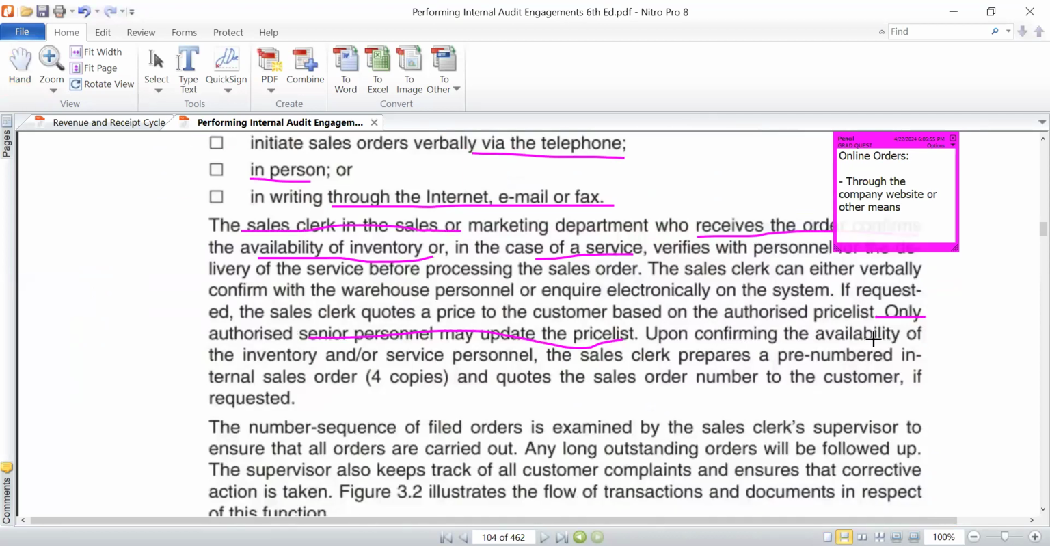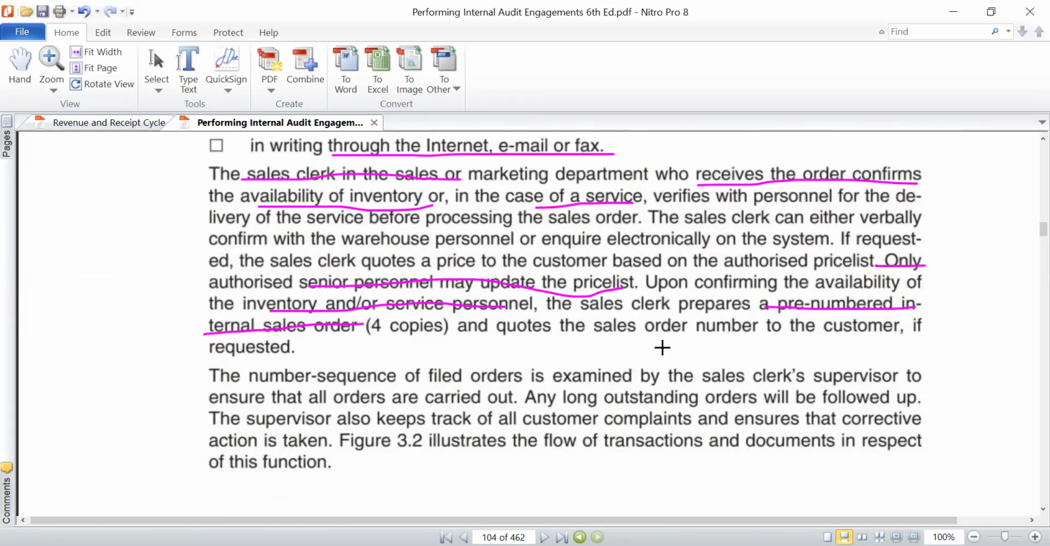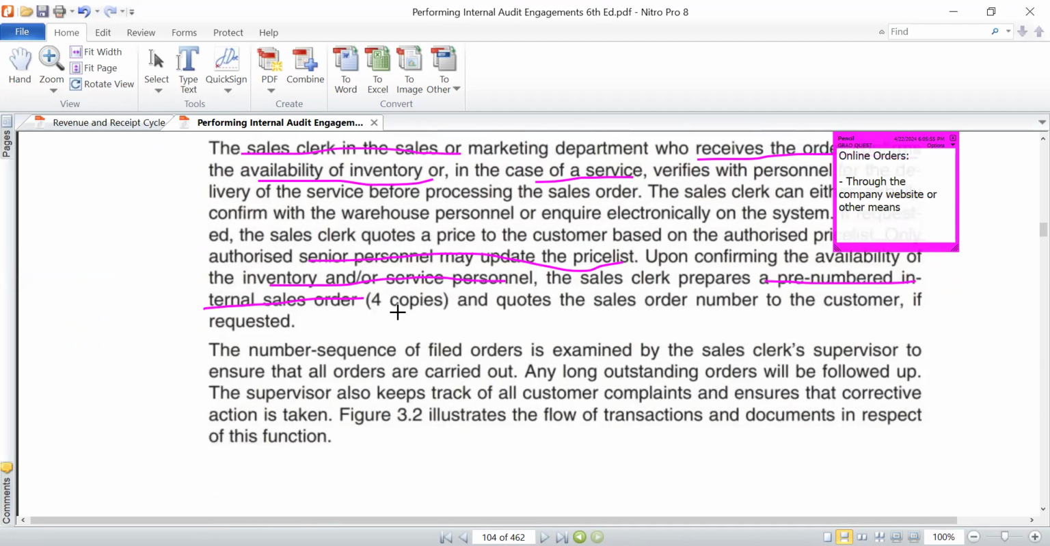So notice, upon the availability of inventory or a service, the personnel, the sales clerk, what does he do? He or she would prepare an internal sales order. So that's what I'm referring to here as the customer order. So it's just the internal sales order, right? So obviously it will be prepared, and notice there are 4 copies that are generated.